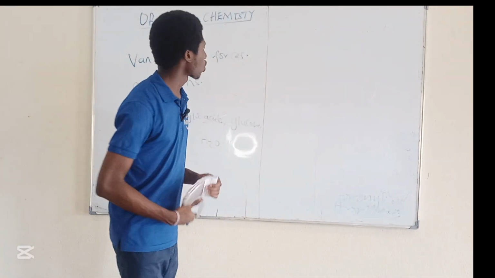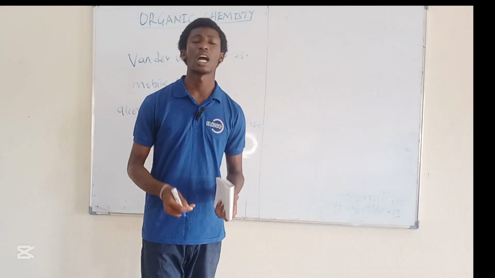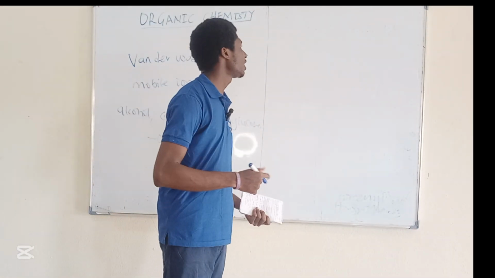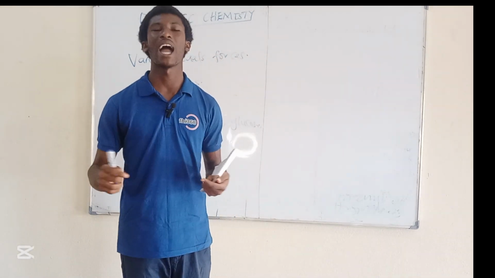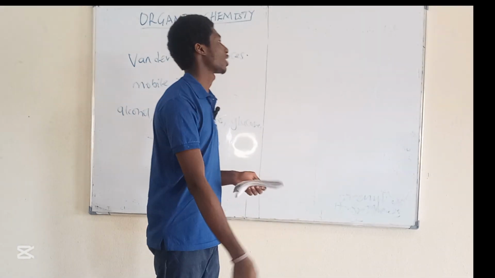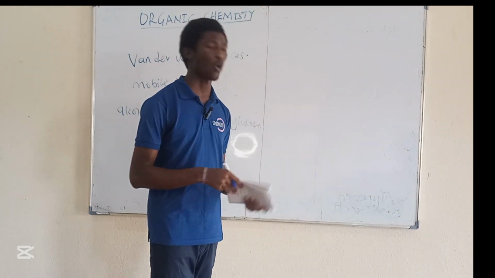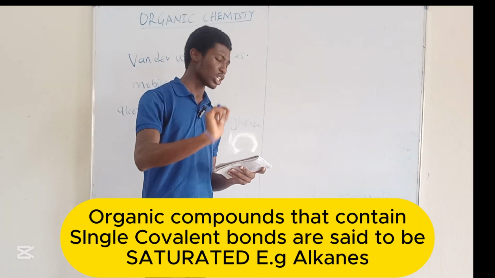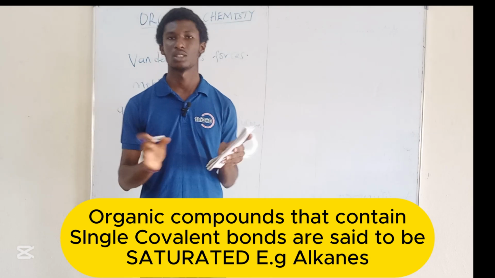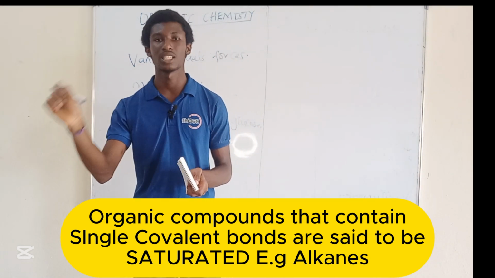Now, we'll be discussing saturated versus unsaturated compounds. First of all, let's start with saturated compounds. Organic compounds containing atoms joined together by only single covalent bonds are referred to as what? Your saturated organic compounds. I repeat it again. Saturated organic compounds are organic compounds that contain single covalent bonds.